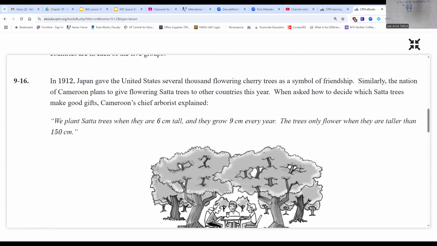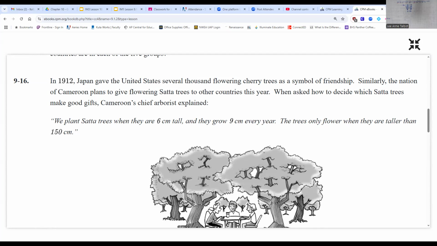Okay, so in 1912, Japan gave the United States several thousand flowering cherry trees as a symbol of friendship. Similarly, the nation of Cameroon plans to give flowering sacha trees to other countries this year. When asked how to decide which sacha trees make good gifts, Cameroon's chief arborist explained, "We plant sacha trees when they are 6 centimeters tall, and they grow 9 centimeters every year. The trees only flower when they are taller than 150 centimeters."